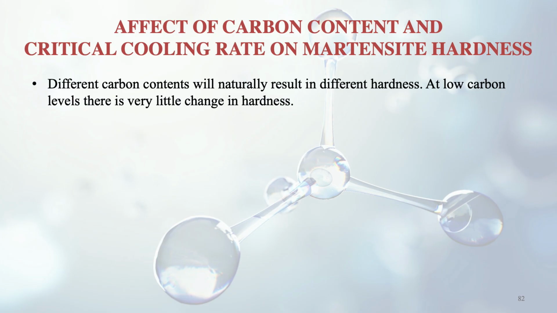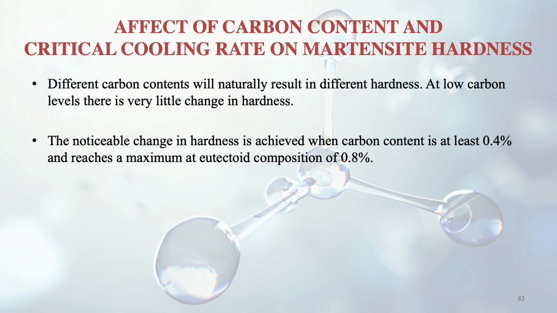Now we shall see the effect of carbon content and critical cooling rate on the martensite hardness. So now we will be seeing only about the cooling rate inside martensite itself. Different kinds of martensite can also be there. So cooling rate only for martensite, not for others like pearlite and other things. Different carbon contents in martensite will naturally result in different hardness. So at low carbon levels there is very little change in hardness. So obviously if within the martensite the carbon level is less, then it will be a lesser hardened martensite.